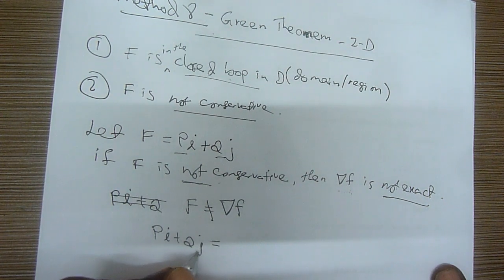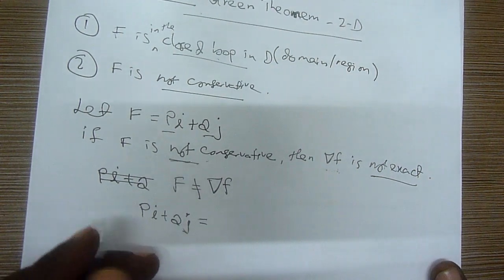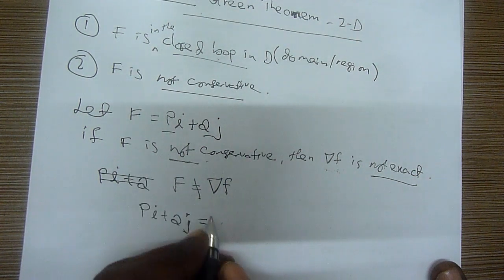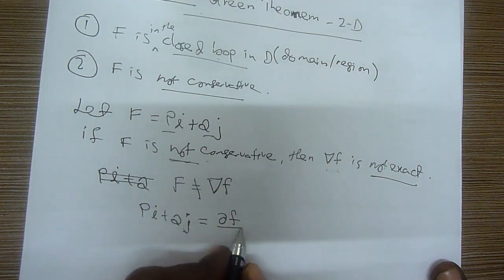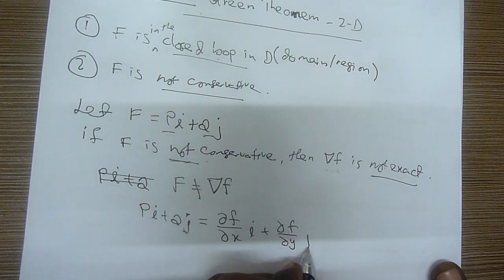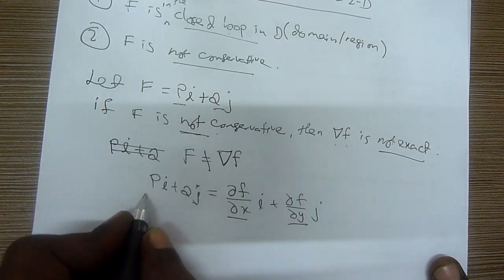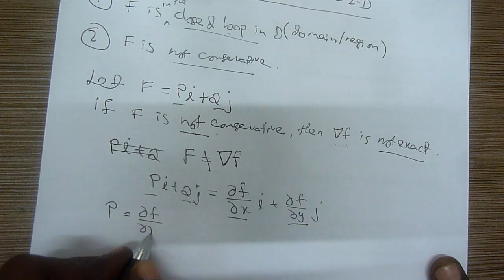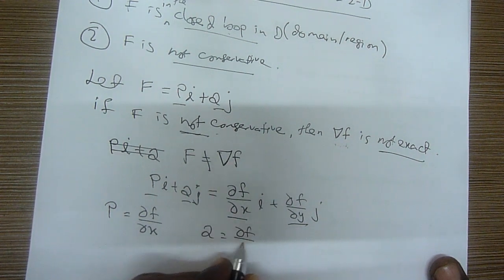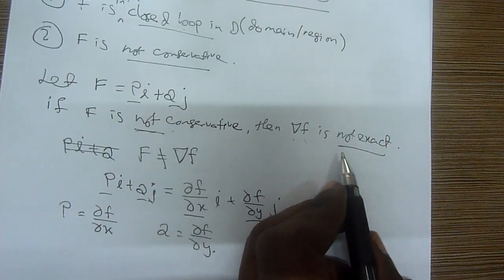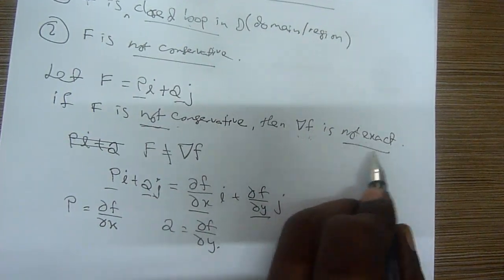Now we write this again: F = Pi + Qj. If it is not conservative, we can write del f by del x i, del f by del y j. Then P is equivalent to del f del x, and Q is del f del y. Then I'm saying it's not exact. We already highlighted this as not exact.